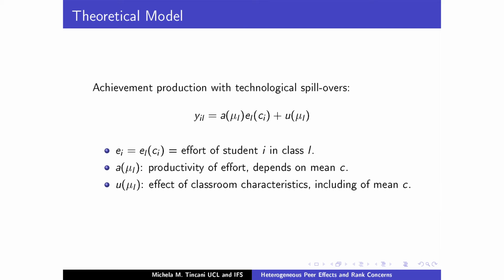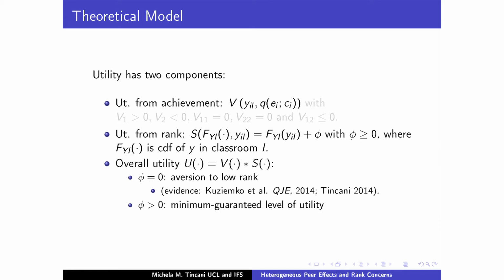So the utility is going to have two components. There's the utility from achievement, from your absolute level of achievement, that depends also on the cost of producing it. And then there's the utility from rank. Your rank is given by the fraction of people in the class who have a test score lower than your test score. The overall utility is going to be the product of these two. When phi is equal to 0, this generates what I call aversion to a low rank. That is because if you're the last person in class, you don't even enjoy utility from your own achievement in absolute level.